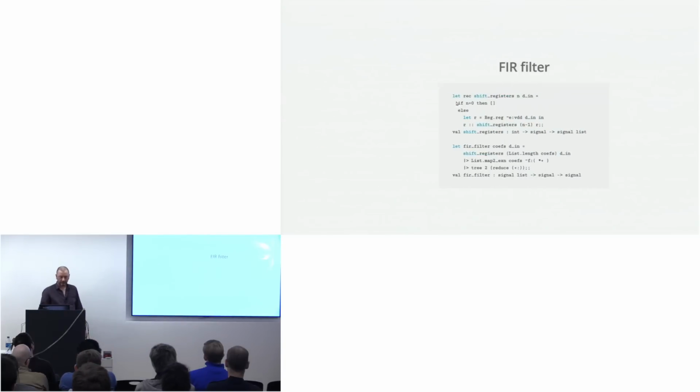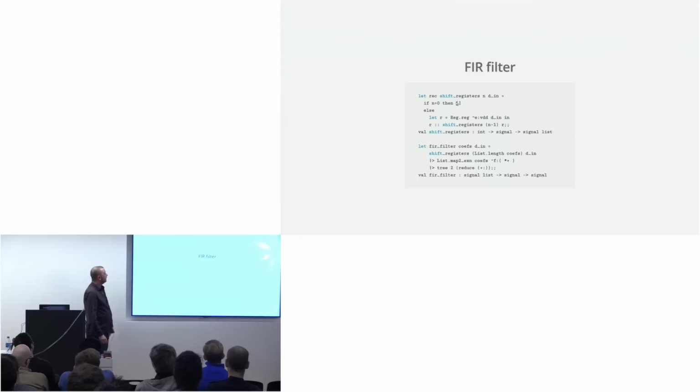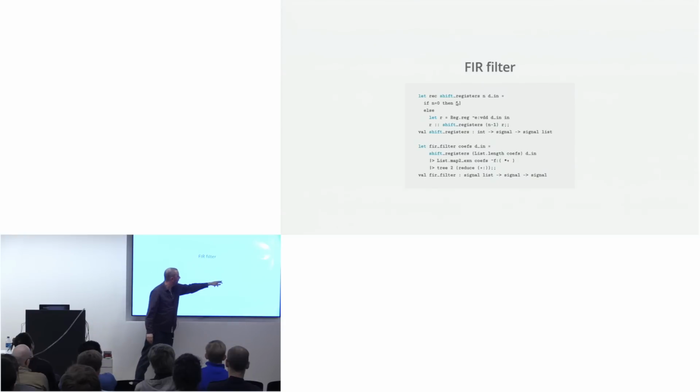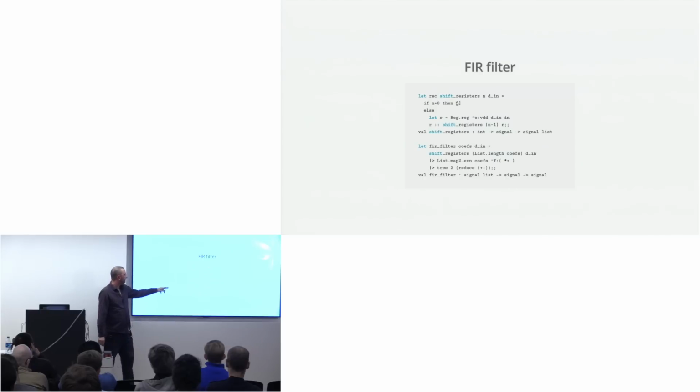So in HardCaml, that would look something like this. This is constructing those registers across the top, returning the window of registers as a list. And then we just instantiate the registers, map across the coefficients and the registers, performing a signed multiplication. And then we've got this tree function, which will take a list in and create a balanced tree down to 1 value. And that could be any binary operator.